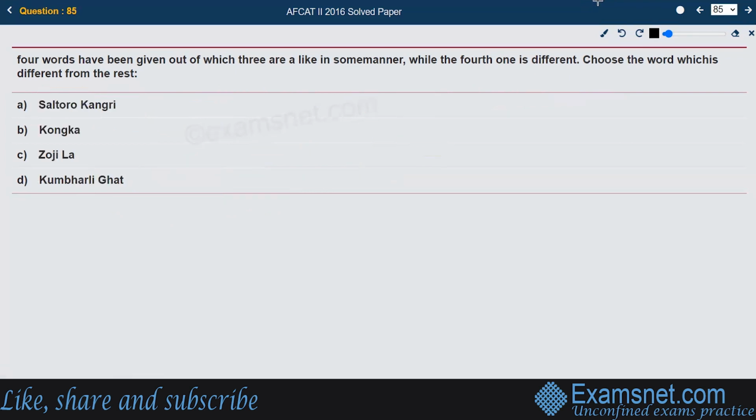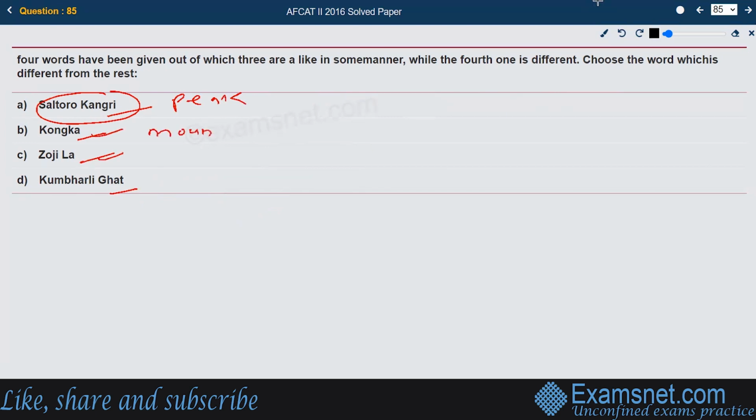Next, we are again supposed to find out which one is odd. The options are Saltoro Kangri, Kongaka, Jojila, and Kumbharli Ghat. If you look at them carefully, Saltoro Kangri is the mountain peak, whereas all the others are mountain passes. Saltoro Kangri is the mountain peak, and the rest of them are mountain passes.